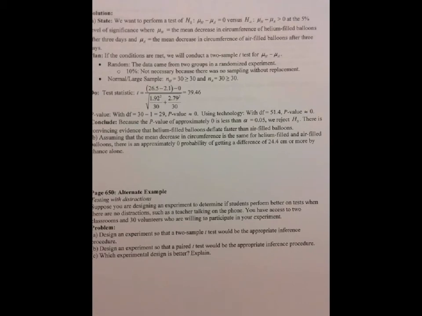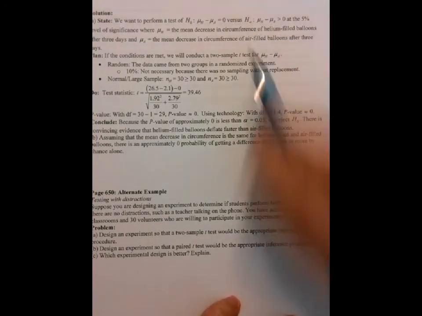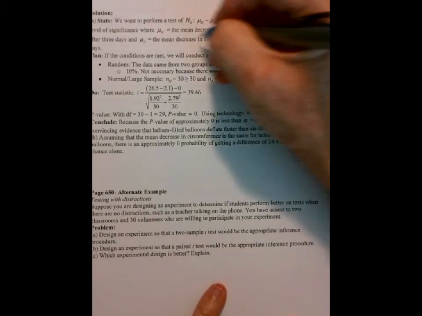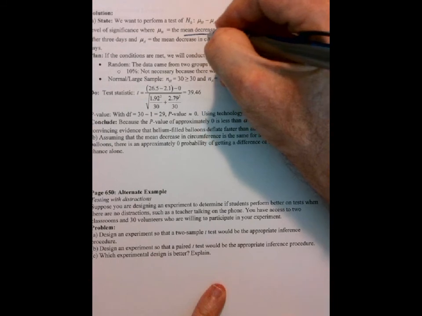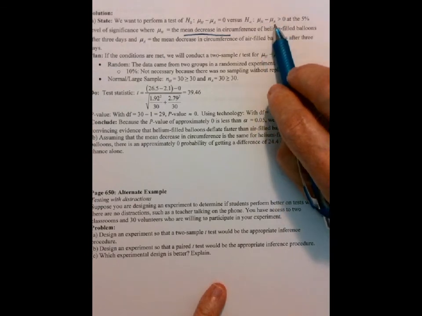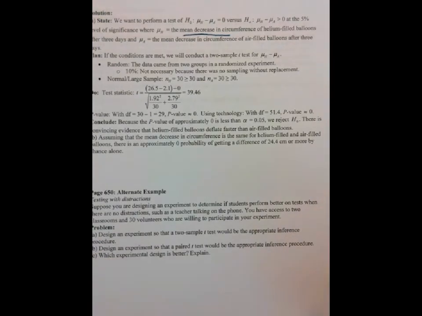Versus Ha, well, they thought that the helium deflated faster, so the average decrease for helium should be larger. That is, remember, our test statistic is going to be the mean decrease. So the helium decrease should be bigger than the air decrease. Guys get that? That's why they're using the alternate hypothesis greater than 0. And they're going to do it at the 5% significance level.